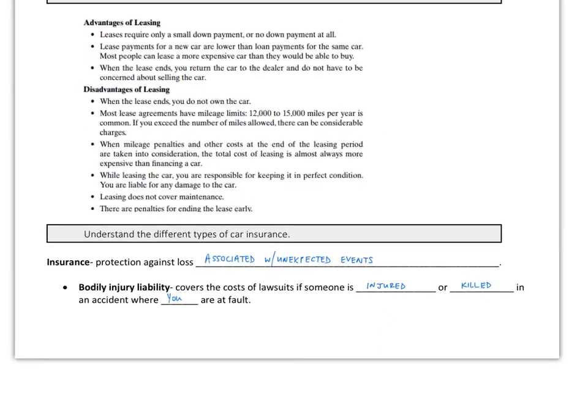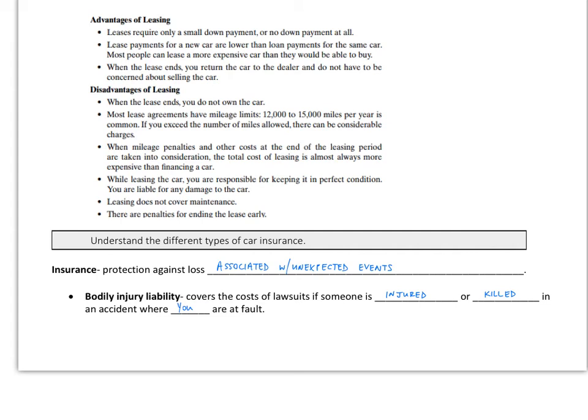So then we have to get to insurance, right? Whenever you have a car, you always have to get insurance. So what is insurance? Insurance is protection against loss associated with unexpected events. Okay, so there's different types. There's bodily injury liability, which covers the cost of lawsuits if someone is injured or killed in an accident where you were at fault.